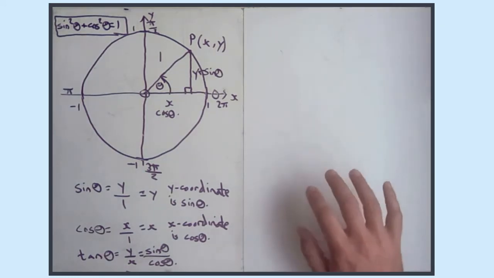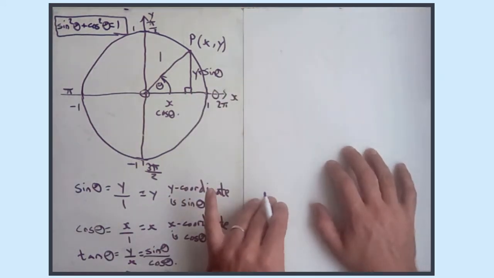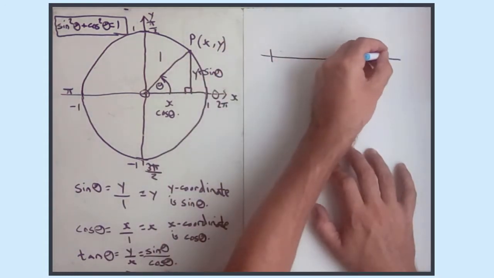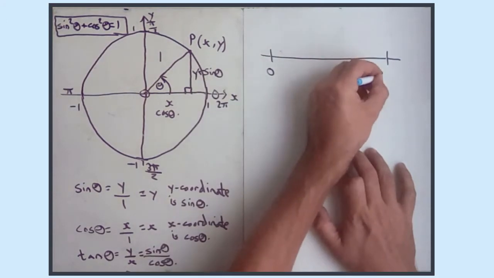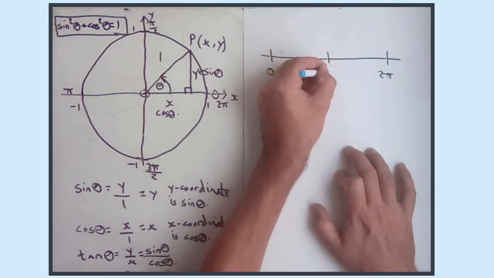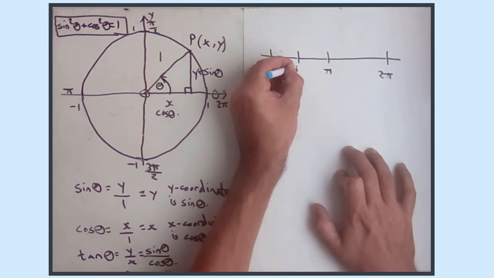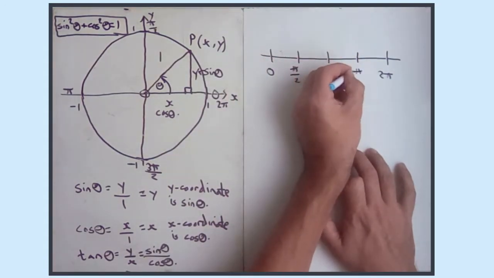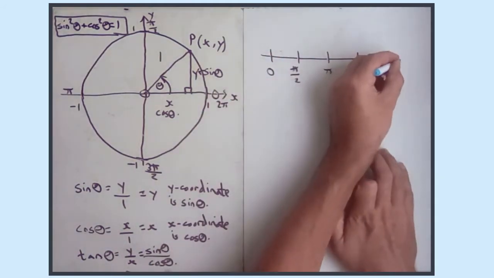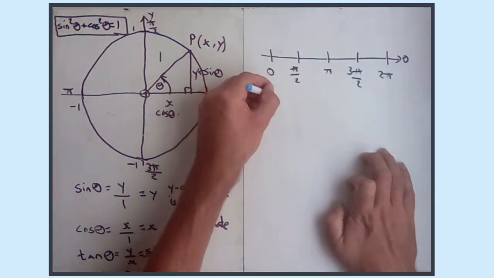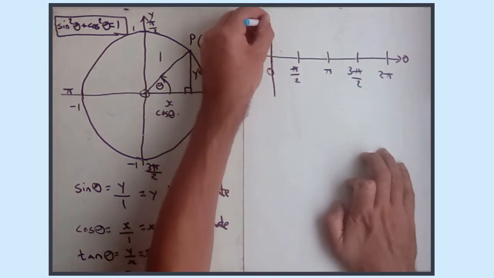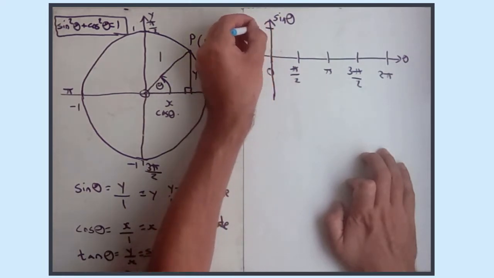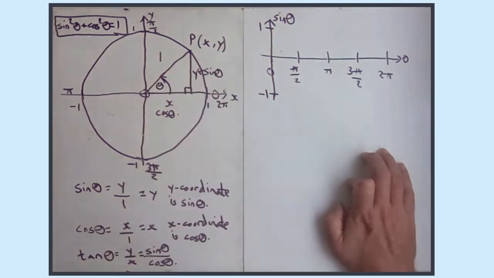So what we're going to do is just sketch sine theta between 0 and 2 pi. So if we have 0, 2 pi, that would mean pi is in the middle, pi by 2 is in the middle of those two, and 3 pi by 2 is in the middle of pi and 2 pi. Okay, so that is theta. On this axis is going to be sine theta, which has a maximum of 1 and a minimum of -1.